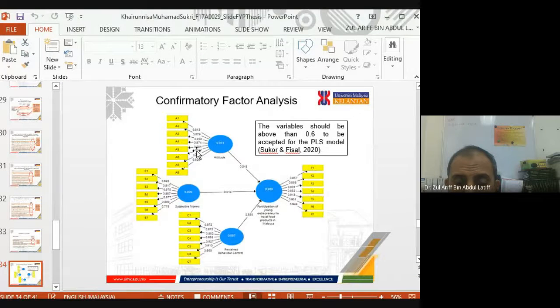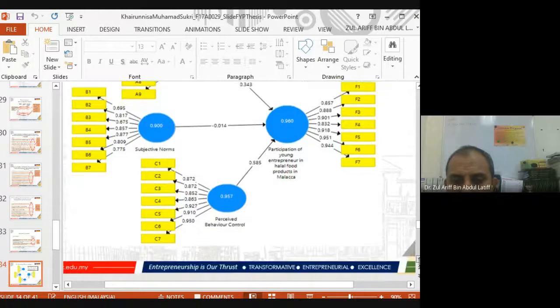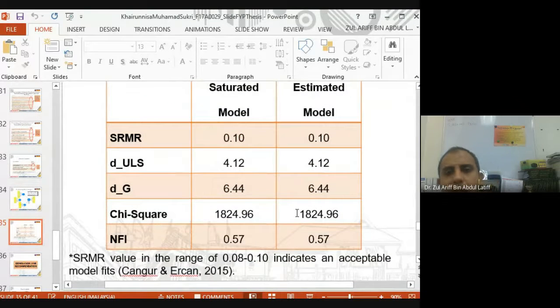So this is the factor from before, 0.8 for all of them. So it becomes bigger here. Okay, 0.9, very high. So we want 0.6 but got 0.9, 0.9 is considered high. And this is the saturated chi-square, SRMR models. All are good and high. The SRMR value of 0.08 to 0.1 is an acceptable model fit, and up to 0.1 is considered appropriate and accepted. Okay.